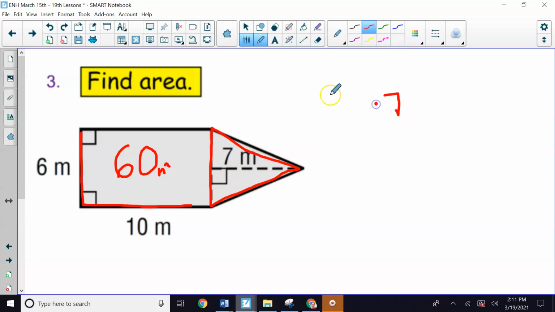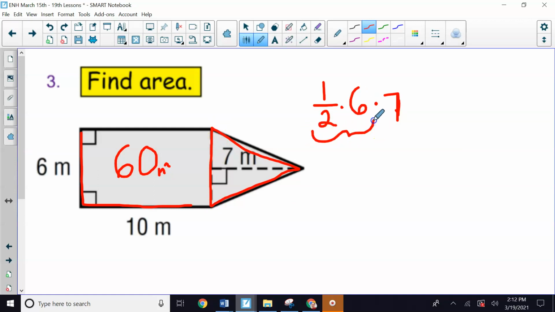So there's the 7. I know there's a half in here. 1/2 times something times 7. It's kind of crazy looking, that 7 there. What is the base here? Yes, you're right. It is the same as this because it's part of the rectangle also, right? So 1/2 times 6 times 7.